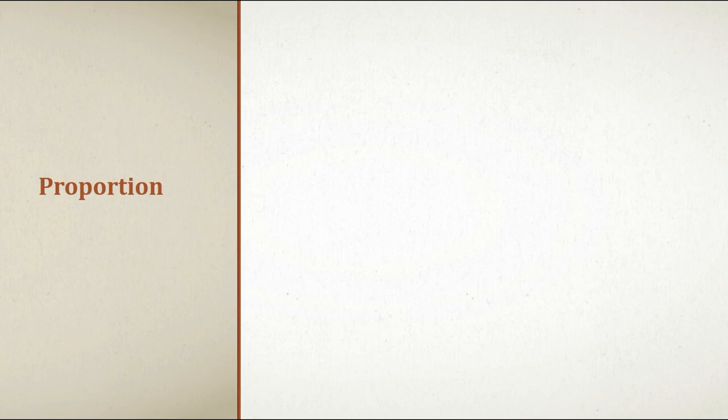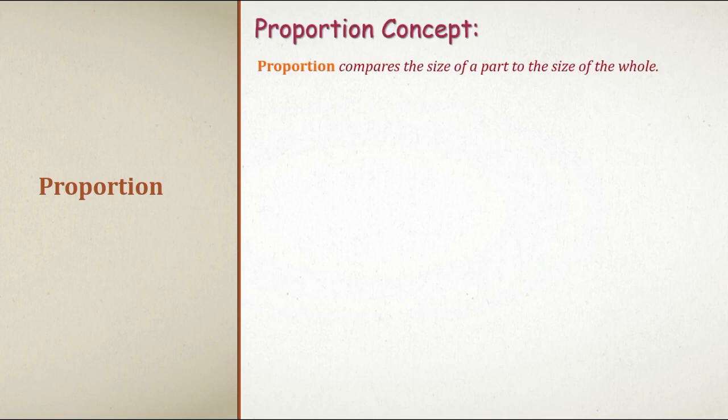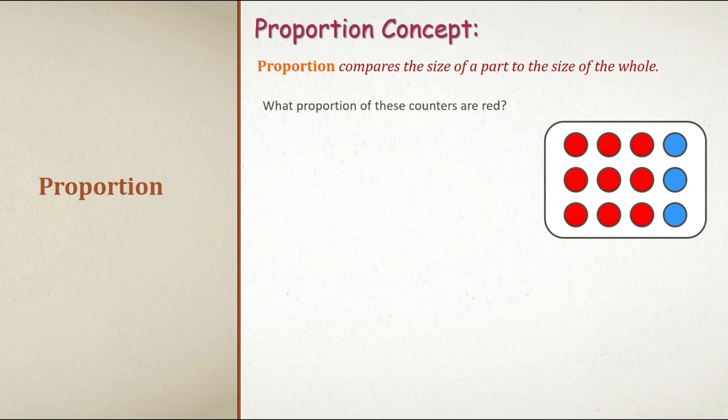Now what is proportion? Proportion compares the size of a part to the size of the whole. Let's take an example. What proportion of these counters are red? So in a box, there are a few counters. There are about 9 red counters and about 3 blue counters. So what proportion of the total number of counters is red? That is what we are supposed to find.